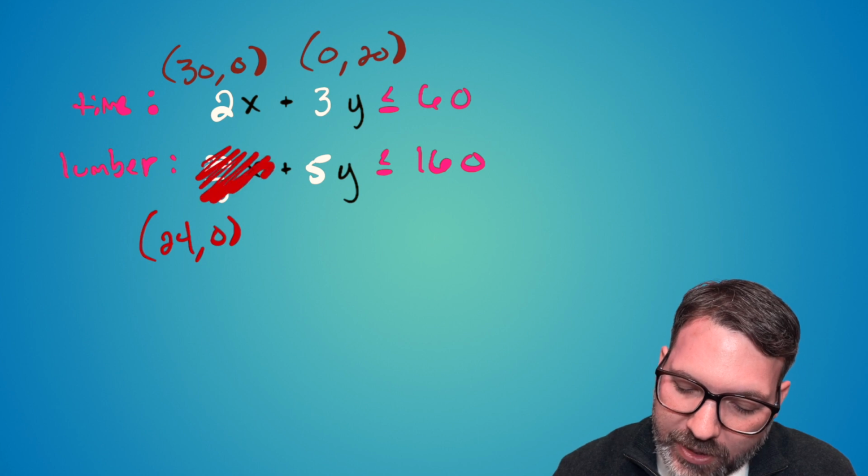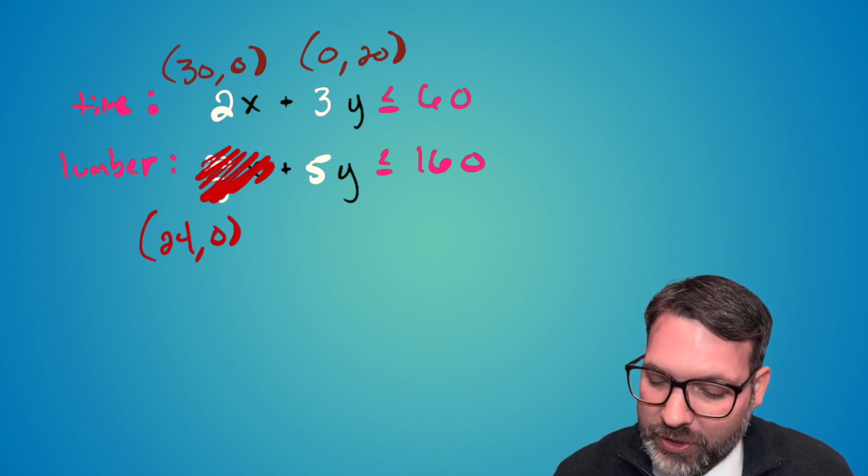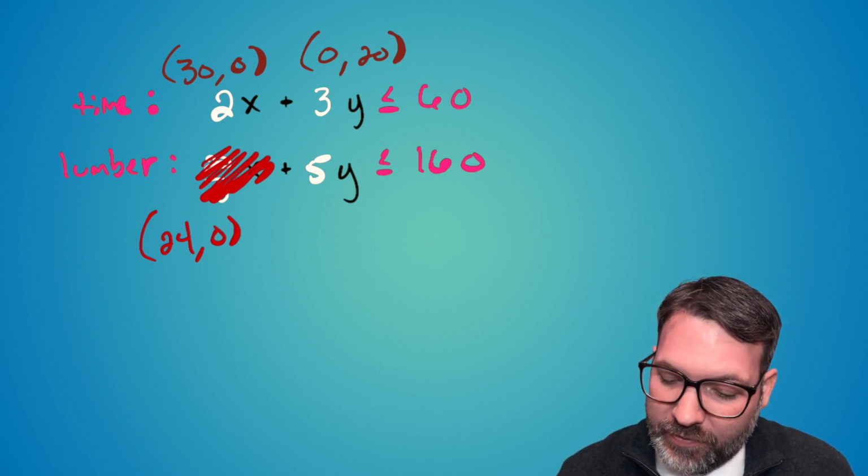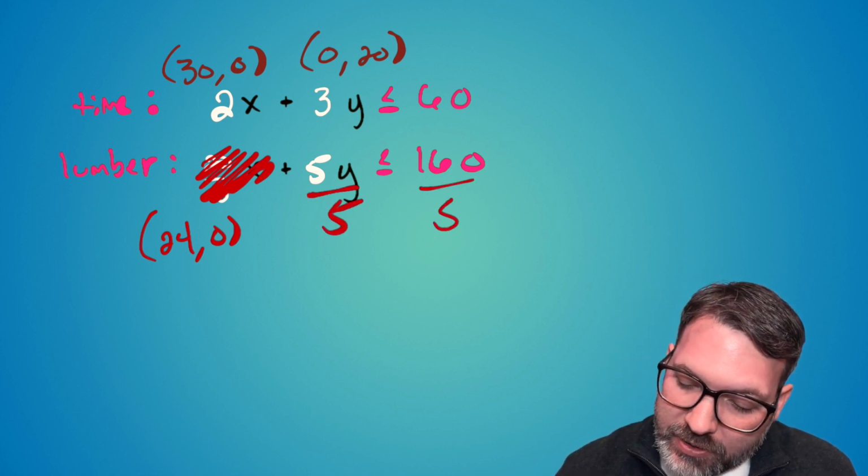And one more time, let's say we make no tables whatsoever. We only make chairs. Since they take 5 board feet of lumber and we have 160 available, divide by 5, divide by 5.